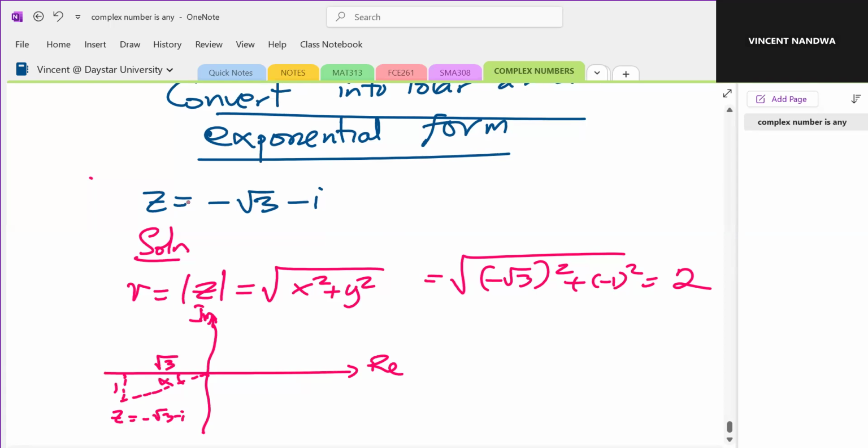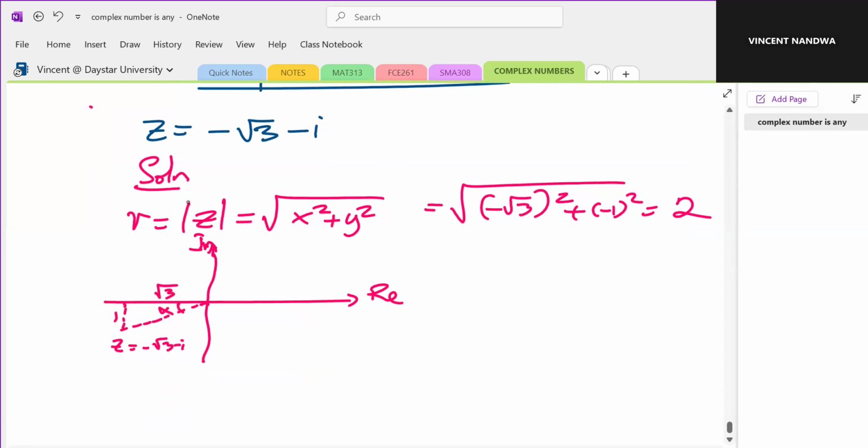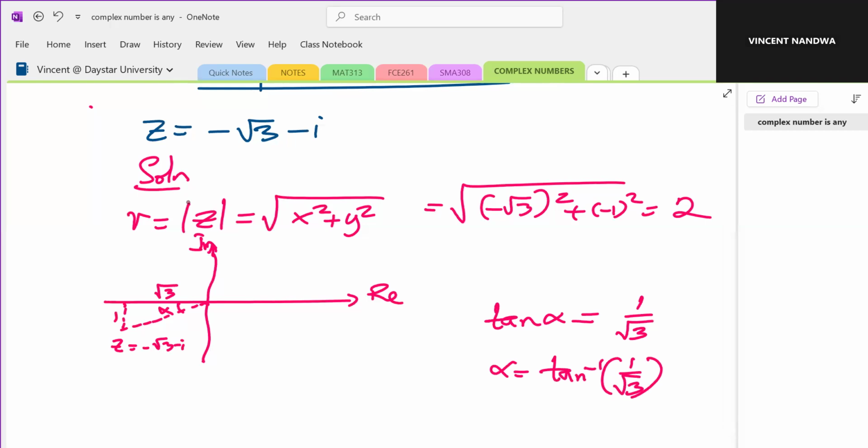So find this alpha. tan alpha is opposite over adjacent, which is 1 over root 3. So alpha alone will be tan inverse of 1 over root 3. So 1 divided by root 3, tan inverse of that value is 30 degrees, which you can convert in radians as 1 over 6 pi radians.